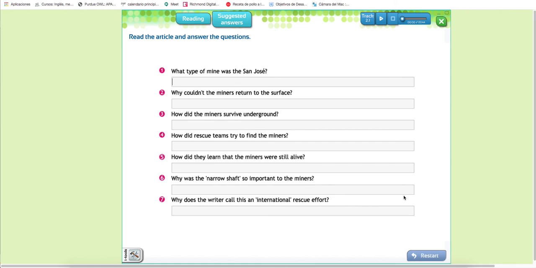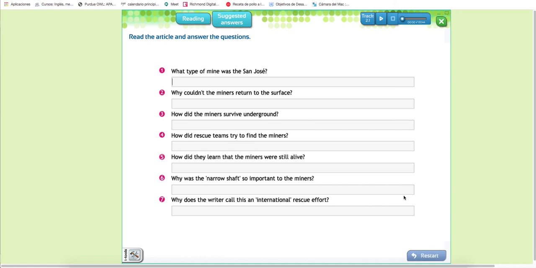No? Who knows it? How did rescue teams try to find it? International efforts. Okay. Let's continue. How did they learn that the miners were still alive? Who can tell me?